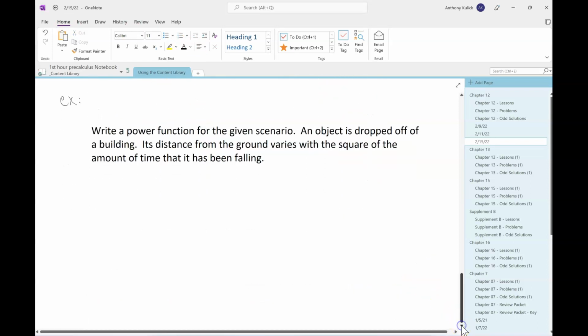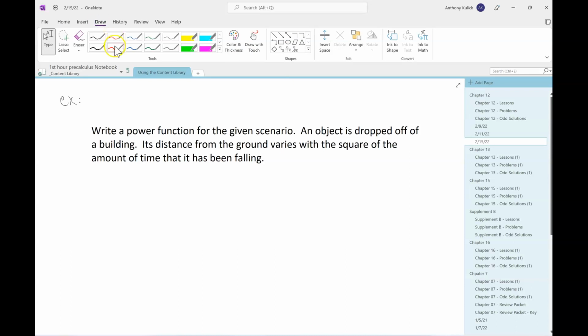So let's say we want to write the power function. An object is dropped off a building. Its distance from the ground varies with the square of the amount of time it's been falling. So let's start with what the independent and dependent variables would be in this situation.